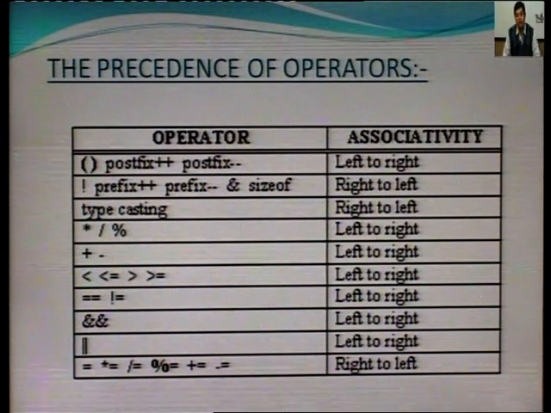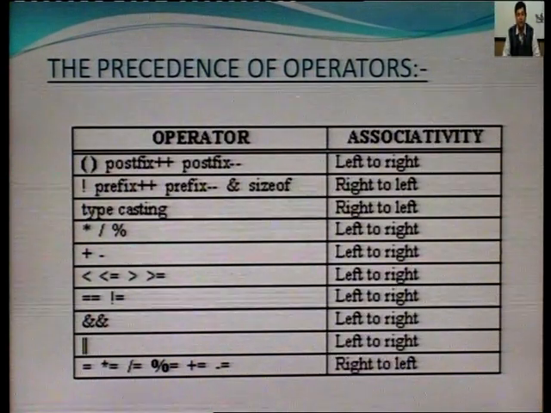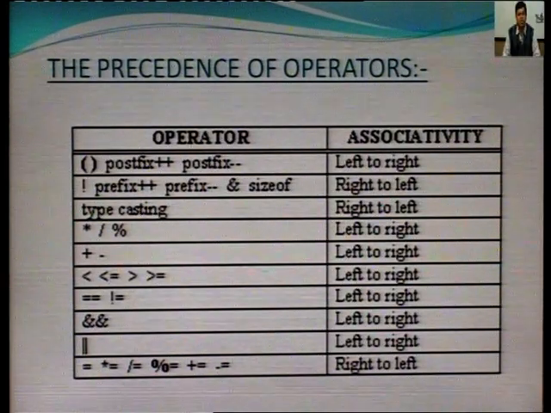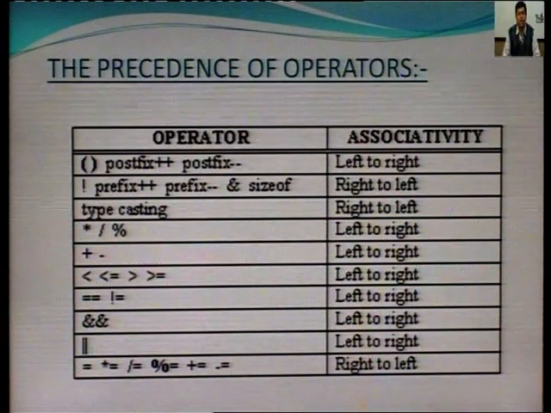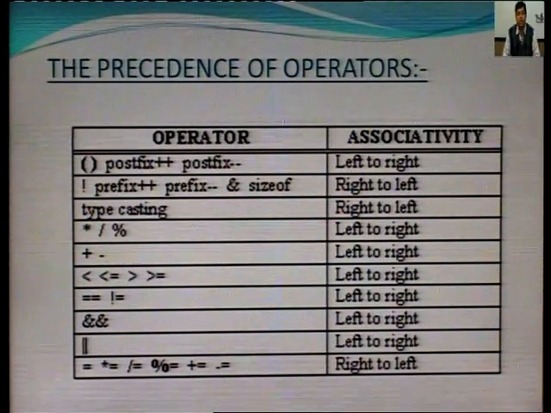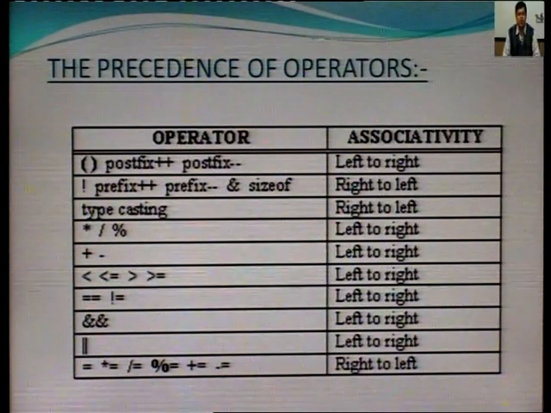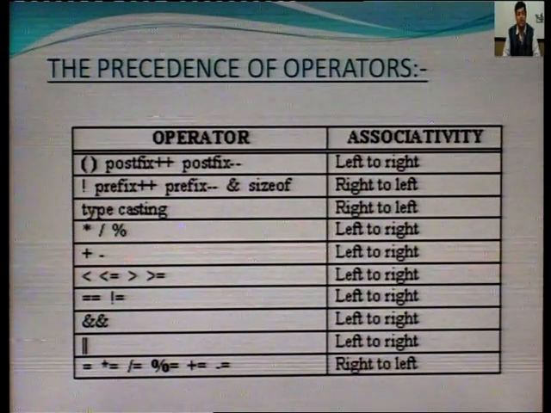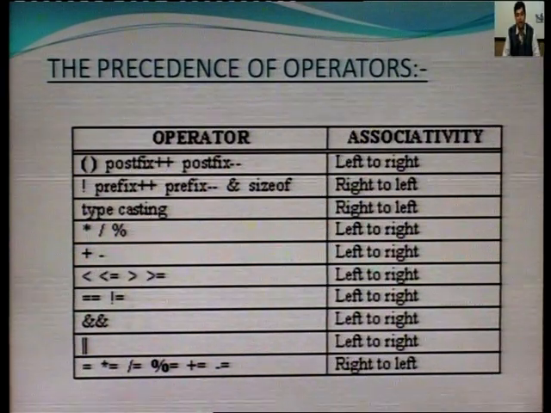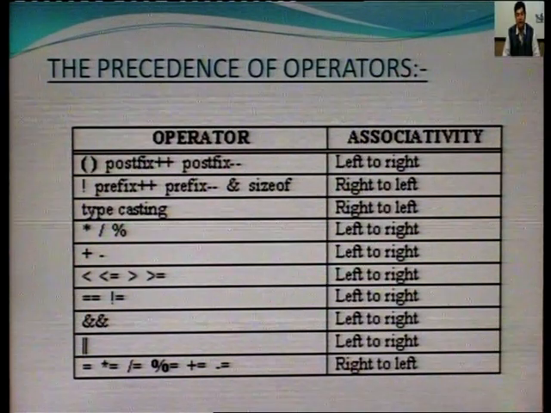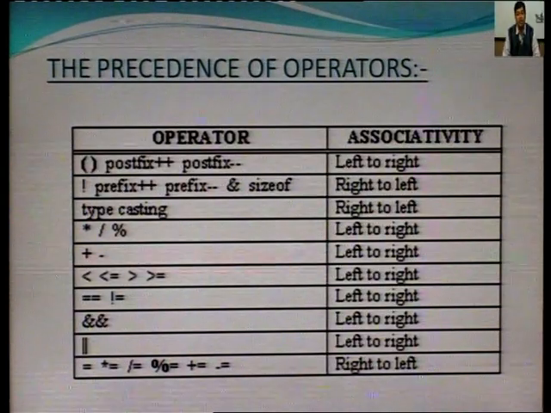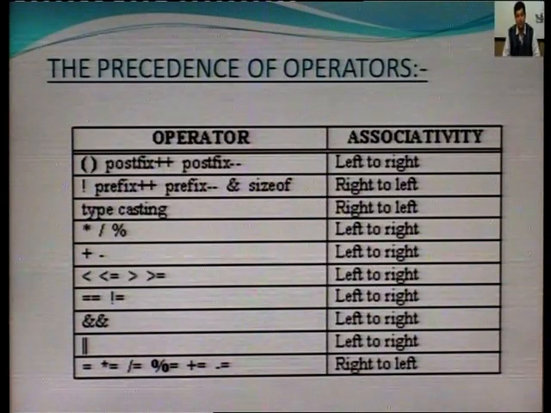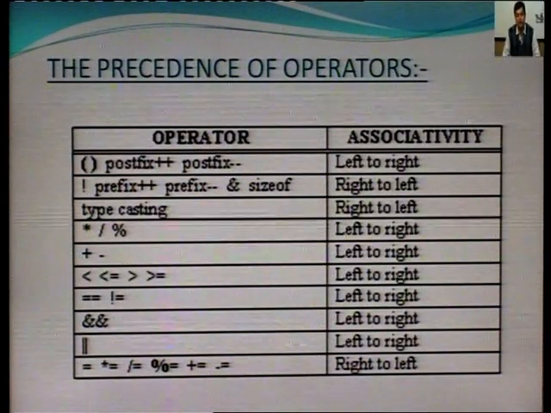So typecasting has associativity right to left. Then we have higher precedence for multiplication, division, and modulus, and their associativity is left to right. Plus and minus also have associativity left to right. Less than or equal to and greater than or equal to also associate left to right, but have lower precedence than plus and minus. Double equal to and not equal to have lower precedence than less than or equal to, and their associativity is also left to right.